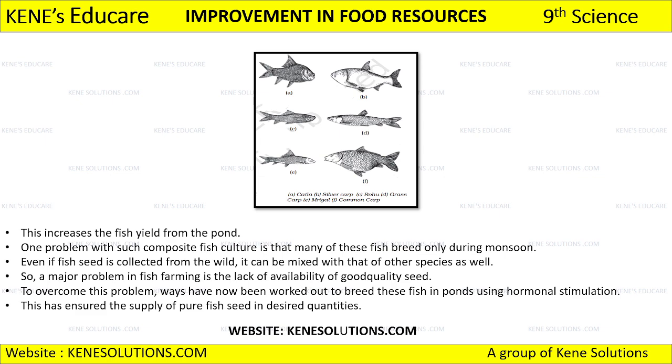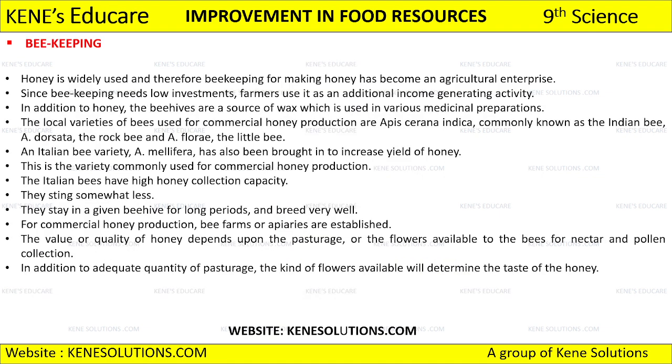After this, the next thing that we have is beekeeping. Bees are mostly used for honey, right? Honey is widely used, and therefore beekeeping for making honey has become an agricultural enterprise. They just keep bees for making honey and sell it in the market. Since beekeeping needs low investment, farmers use it as an additional income-generating activity. They just have to keep it and the investment cost is very low.